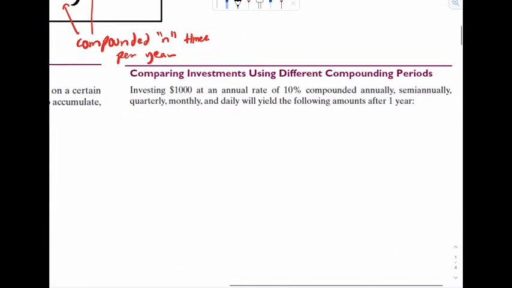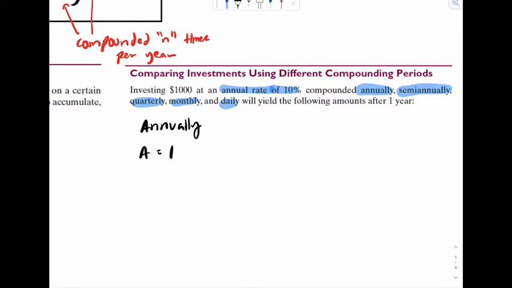Okay, let's try this. Investing $1,000 at an annual rate of 10%. So annual rate 10%. And then it says compounded annually, semi-annually, quarterly, monthly, daily. This is a multifaceted problem. It wants us to do a whole bunch of things and take a look at what's happening. So let's first start with compounded annually, and let's see what happens.